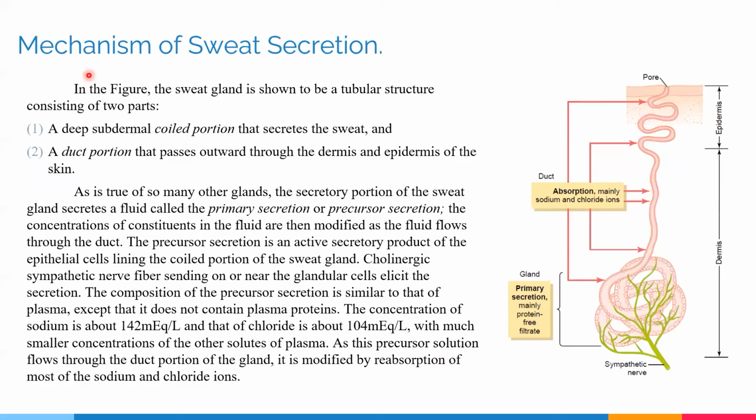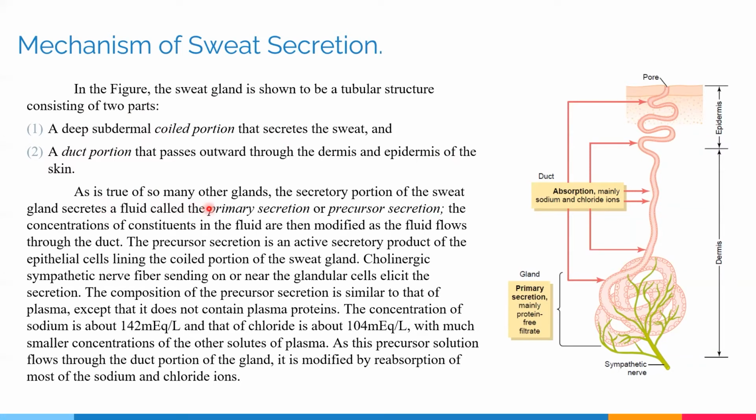So next we look into the mechanism of sweat secretion. In this particular figure, we can see a sweat gland that is present under our skin. The sweat gland is shown to be a tubular structure consisting of two major parts. First is a deep subdermal coiled portion, which is right here, that secretes the sweat, and second is a duct portion that passes outward through the dermis and the epidermis of the skin. This is the duct shown right here, which connects the sweat gland to the skin.